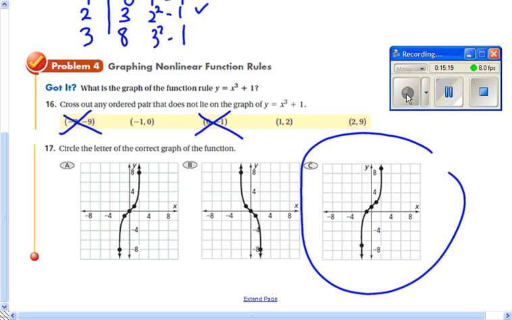You should have picked this graph that has the pairs that when you substitute into the function, they are true.